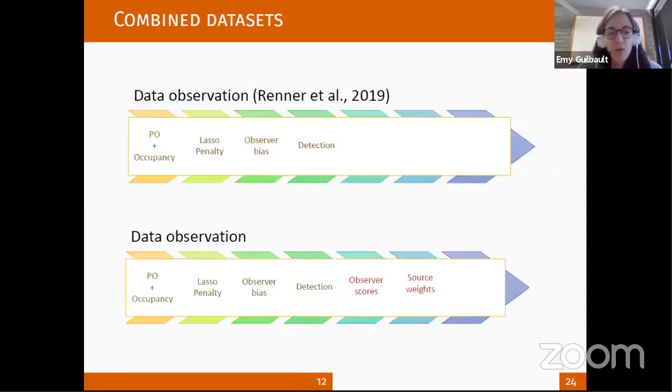What I want to summarize here is that we used, in this paper, a model where we combine presence-only and occupancy data. We account for a lasso penalty for regularization. We have accounted for two types of data quality aspects: observer bias, and detection for the occupancy data. What we improve here is that we're going to account for an observer score. If we have different observers that we trust more in terms of whether they were able to accurately make an observation, they will have a higher score. If we want to account for different protocols, we will implement some source weights.